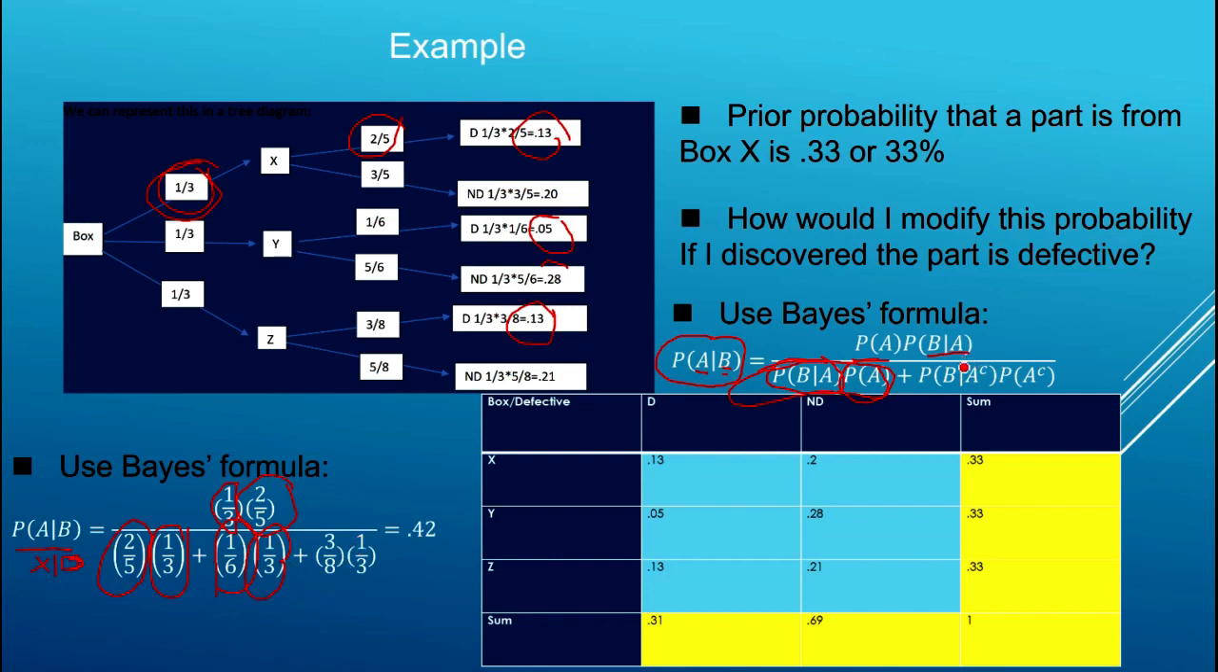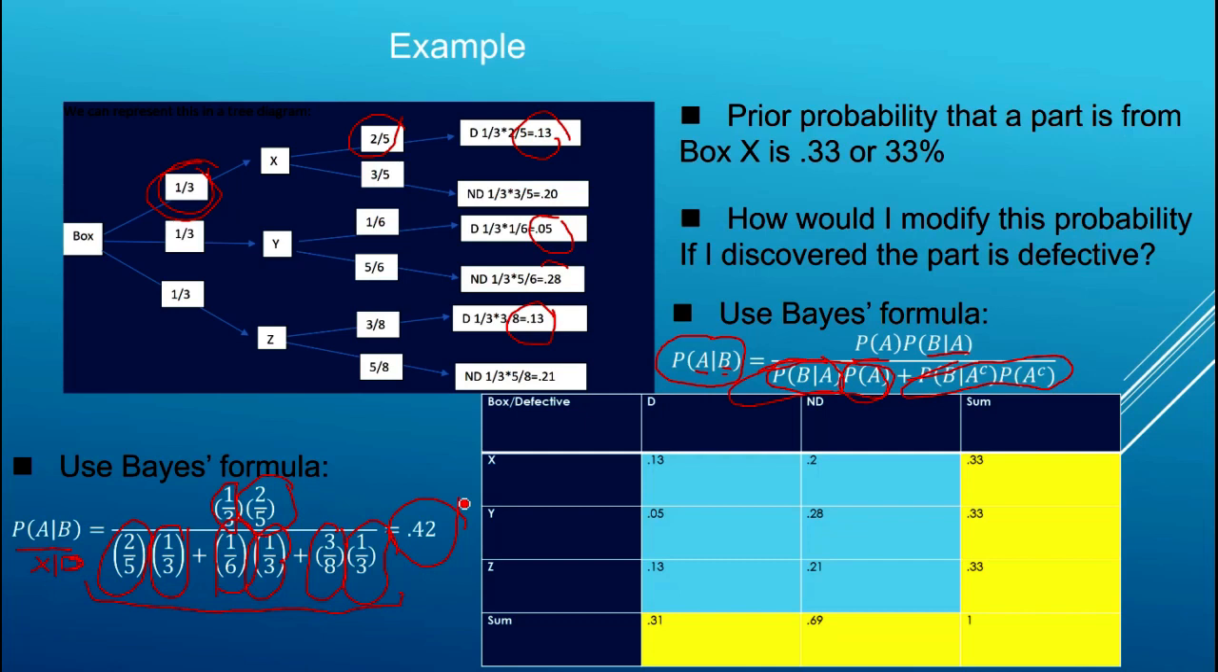And then finally, to complete the complement part of the formula, we take the probability of getting a defect from the third box, box Z, and multiply it by the probability of selecting that box. This is, in essence, the probability of getting a defect. Carrying out the calculation, we find 0.42. So I would update my probability that the item came from box X based on knowledge that it's defective to 0.42, or 42%. So I would upgrade the probability or likelihood from 33% to 42%. Why do you think that's the case?